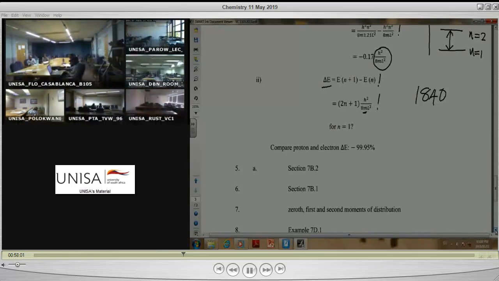Now, we want to see what the difference is, the change in difference. In other words, what we want to see is this. Do you agree? The change in difference. So it's delta delta E, which means we have delta E final minus delta E initial.